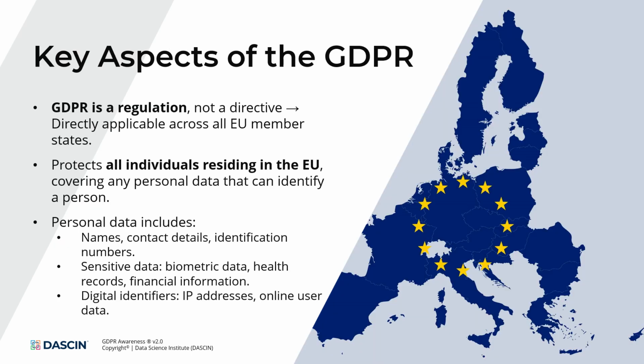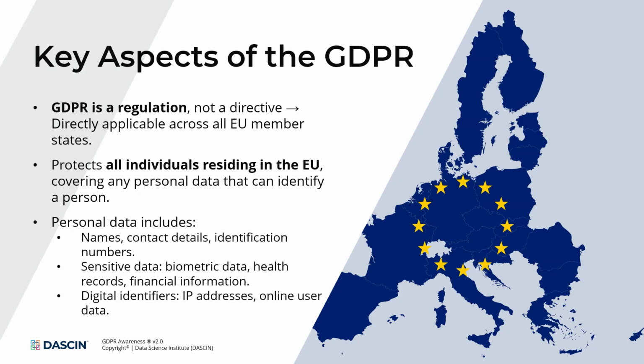Unlike directives, which require individual member states to transpose them into national laws, the GDPR is a regulation. This means it applies directly across all EU member states, ensuring a uniform and harmonized approach to data protection. The regulation protects all individuals residing in the EU, safeguarding their personal data. But what counts as personal data? GDPR defines personal data as any information that can identify a living person.